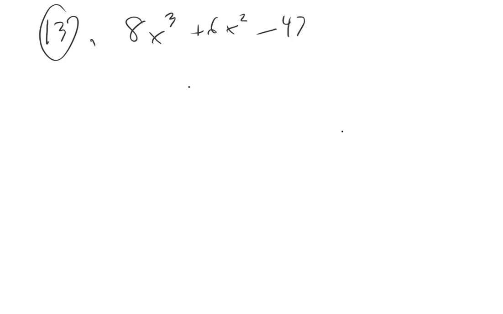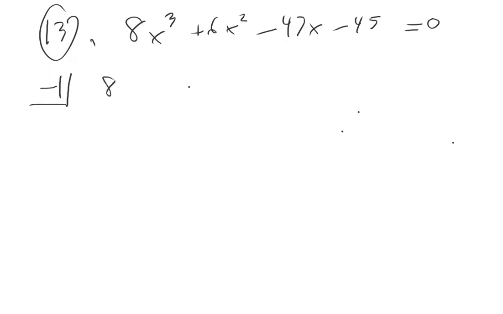We're starting with problem number 13, which looks like this: 8x cubed plus 6x squared minus 47x minus 45 equals 0. What we're going to do is synthetic division starting with -1 to try to find the best integral bounds for the roots of the equation.